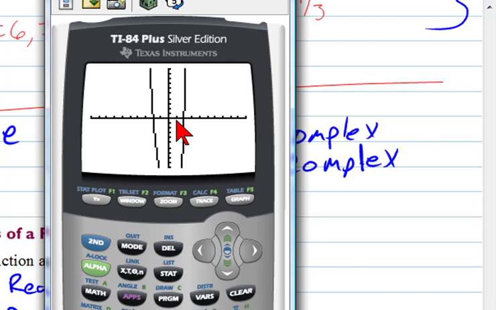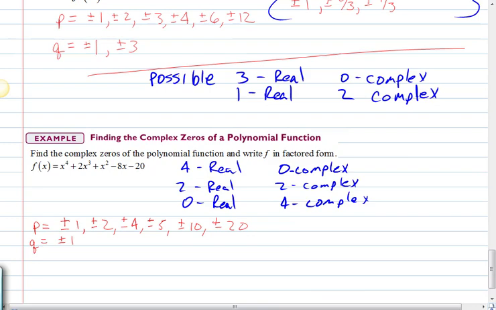Do you see what I just did? I don't have the whole graph in this picture because it should have gone out further. But I have enough that I can see that I'm going to have x-intercepts at 10 and negative 10. But I need to make sure.